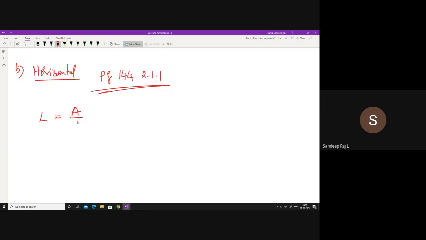So what is area here? It is 0.6 into 0.6. What will be the perimeter? It's a square plate like this. So when you have a square plate, you have 4 sides, and all are 0.6 only. So 4 into 0.6 will be your perimeter. So 0.6 by 4, somebody tell me what is the value? 0.15 meters. So that is L value here.